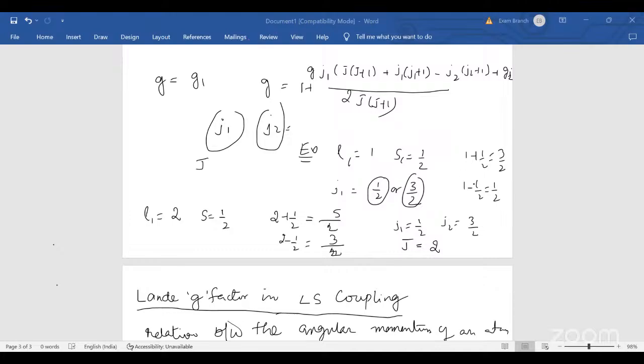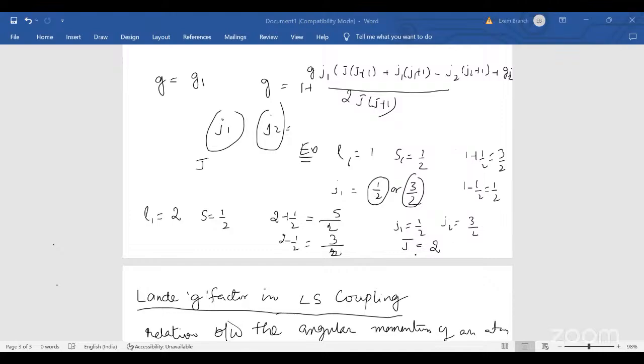So this is what we have, JJ coupling for the Lande G factor. Suppose if you see the Lande G factor in JJ coupling, the G factor is going to depend mainly on what? The G values. Here if you see, G factor depends upon what? The electrons, as well as the total angular momentum.